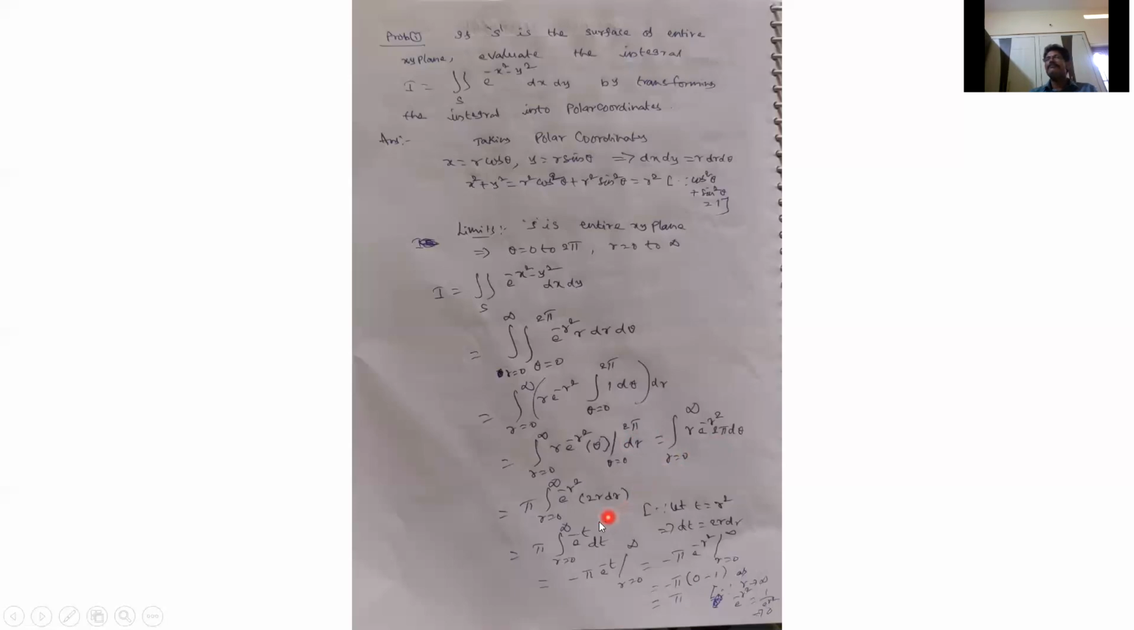We get e power minus t dt, so minus e power minus t, where r is 0 to infinity. So as r tends to infinity, e power minus r square tends to 0. And for r equal to 0, minus 1. So minus the lower limit means minus 1. Finally, we get 1. This is the second problem.